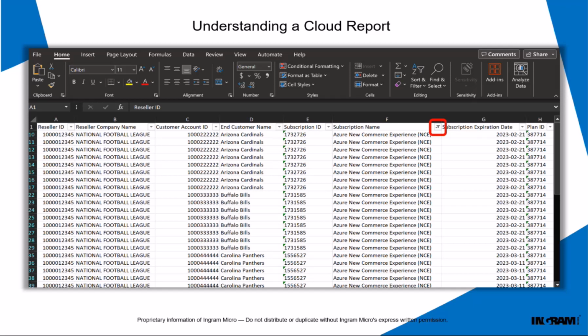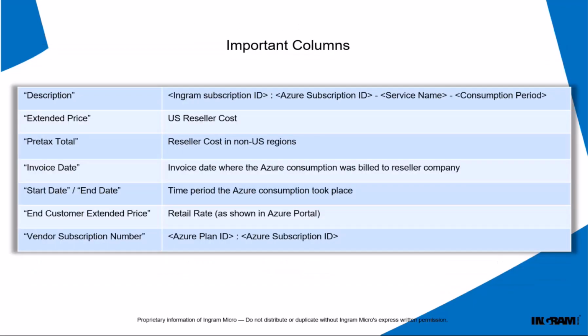A lot of these columns are pretty easily interpreted. You can see on this page, we have the reseller name, the end customer name, the subscription name, all pretty easy to understand, but there are a couple of columns that I believe are super important, but maybe not so obvious as those. So starting from the top here, the description column is going to contain the Ingram subscription ID, which is on our Xvantage. It's not specific to Microsoft at all. And then there's the Azure subscription ID, which is specific to Microsoft's platform. The service name, so you have virtual machines, bandwidth, virtual networks, then the consumption period.